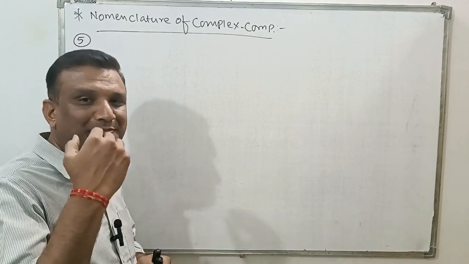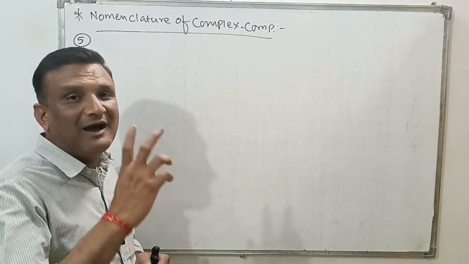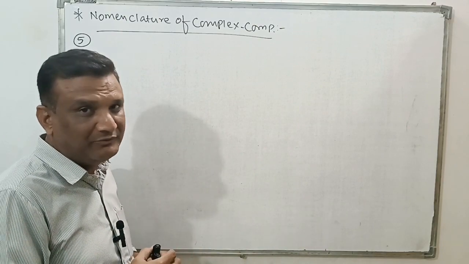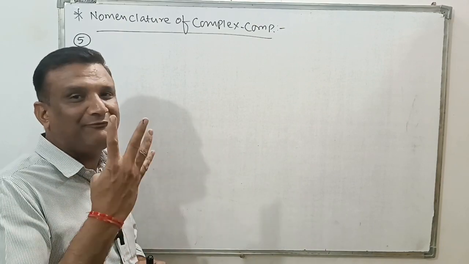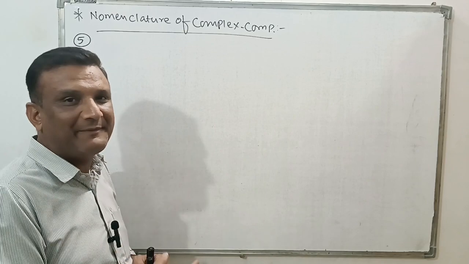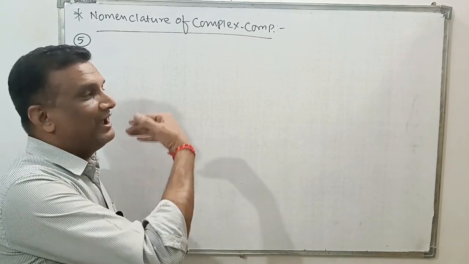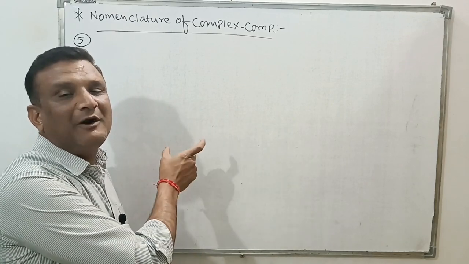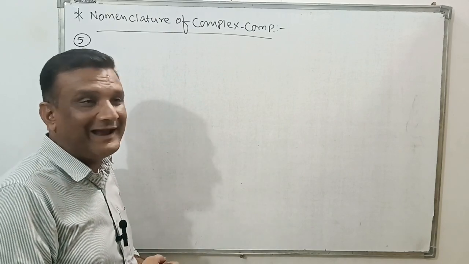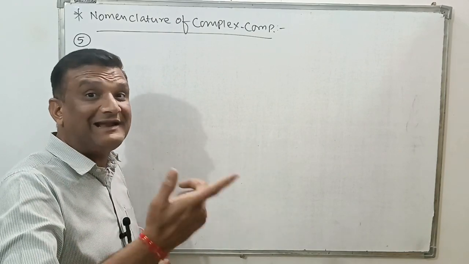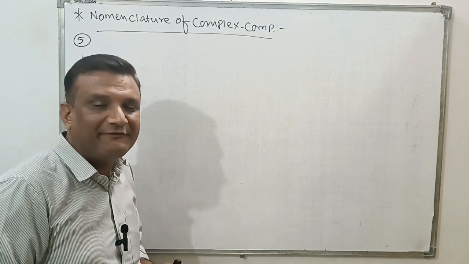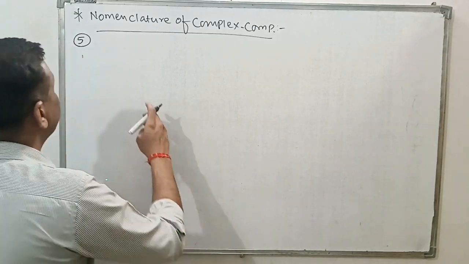In the previous video, we discussed the nomenclature of coordination compounds. We discussed four questions of different types: having a cation, having an anion, when the complex compound is the cation, and when the complex ion is the anion. Now we'll go with the fifth question, which is very important.